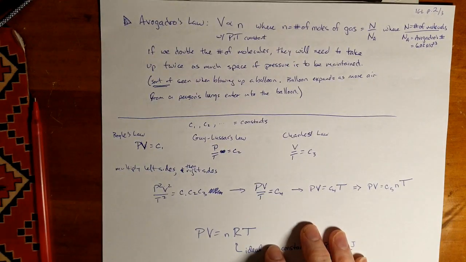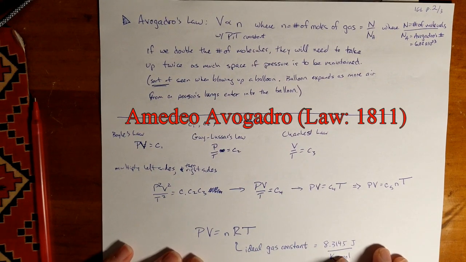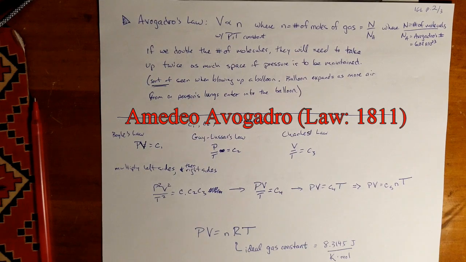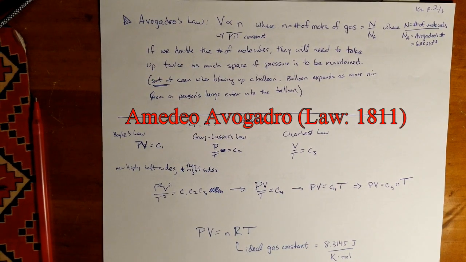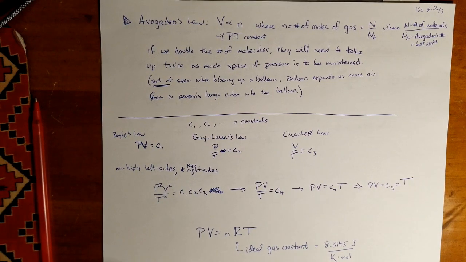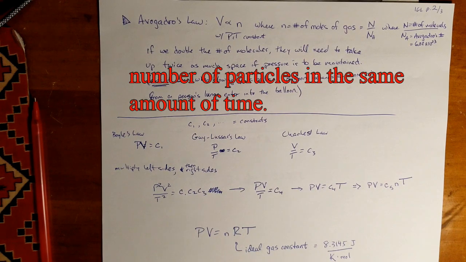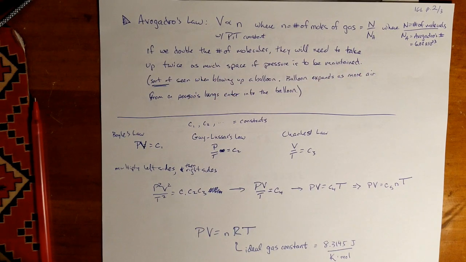And the last one is Avogadro's law, which relates the volume to the number of particles. Assuming I keep pressure and temperature constant, as I increase the number of particles, if I keep the volume the same, then the increase in number of particles means more particles will be hitting against the side of the container, which means greater pressure. So in order to keep the number of particles hitting the side the same, we have to increase the volume.